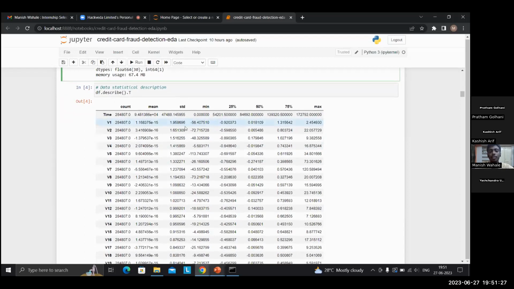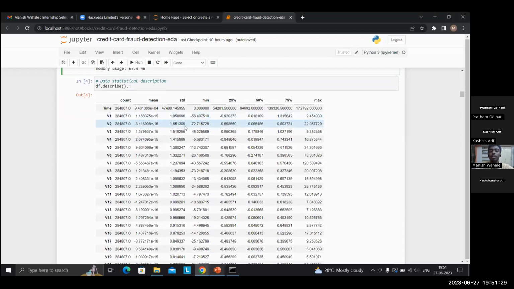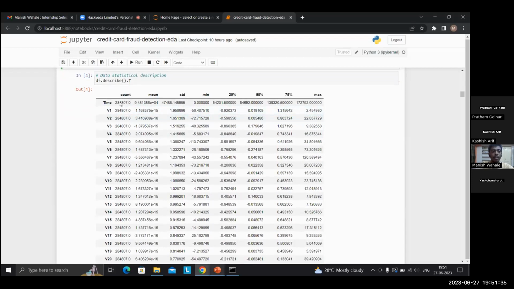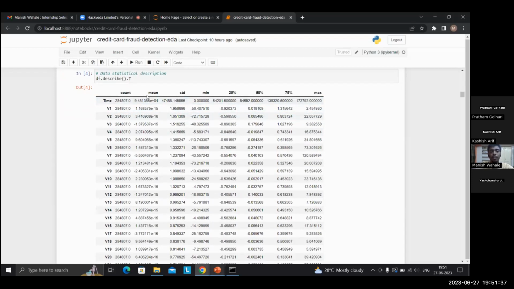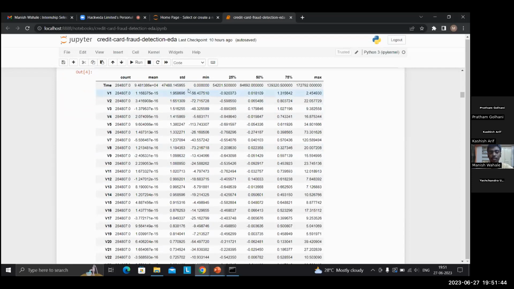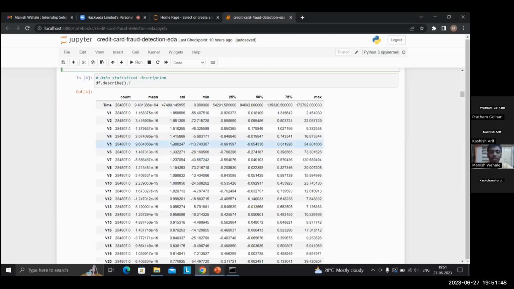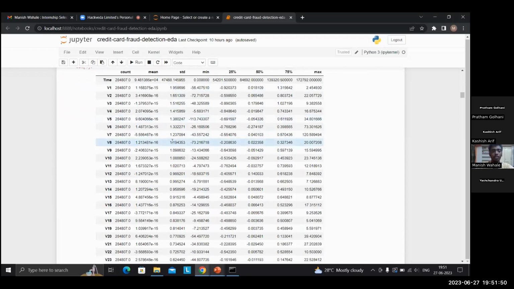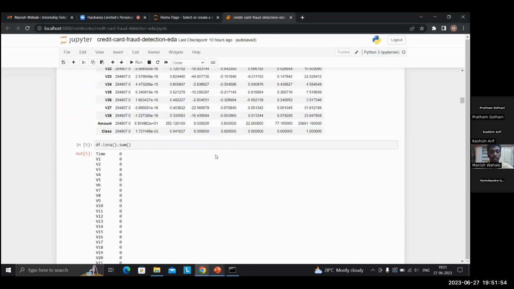Now the description of our data. This tells us the statistical information about the data, which I've already mentioned in the presentation at the earlier stage. It tells us the count of every feature, the mean value, the standard deviation, and the minimum. Looking at this tabular form, we cannot understand very much, so I have also made it in a graphical manner. We'll see it later.